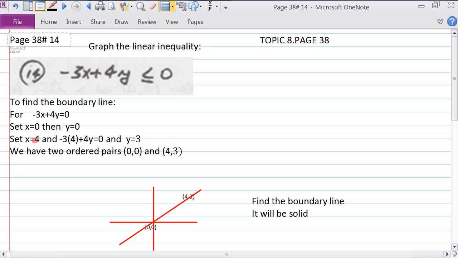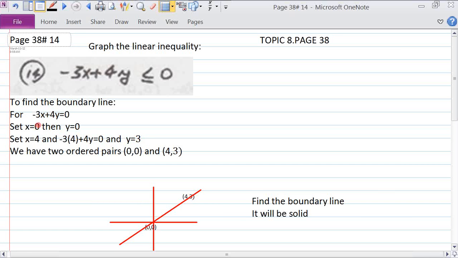So we'll just choose another value for x. We're going to choose x equals 4 and find out what the corresponding y value is. So we'll put that into this, -3 times 4 plus 4y equals 0. So we get -12 plus 4y equals 0. So 4y equals 12, y equals 3. So when x is 4, y is 3.